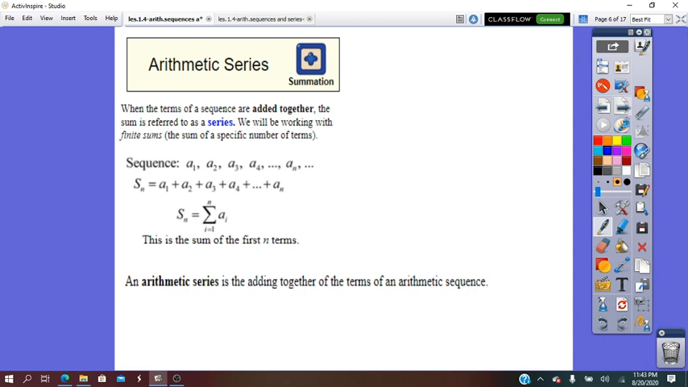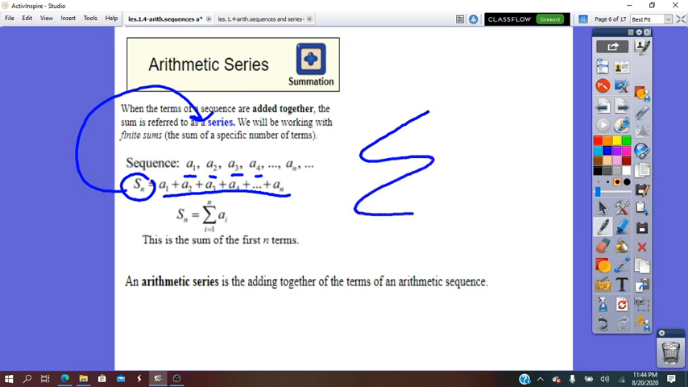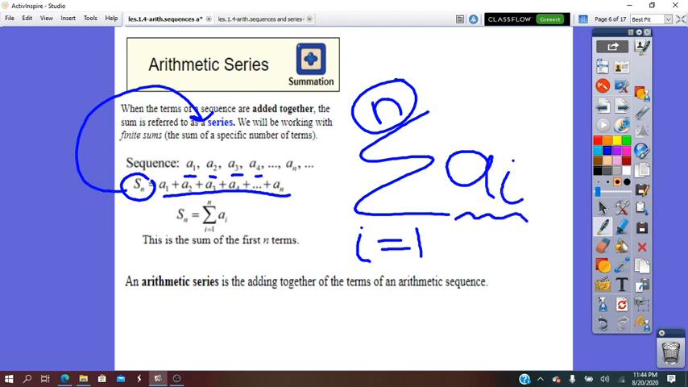When the terms of the sequence are added together, the answer in addition, we know, is called a sum, and that sum will be called a series. So when we add the terms in the sequence, A1 plus A2 plus A3 plus A4, this sum is called a series. The symbol for summation is sigma, from i equals 1 to n, where n represents the number of terms, and ai is the explicit rule of the sequence.